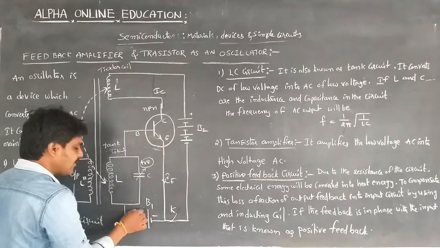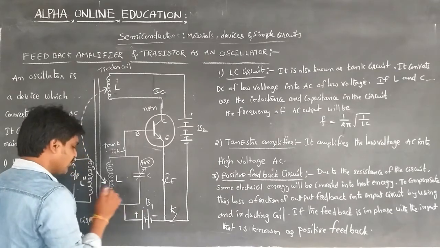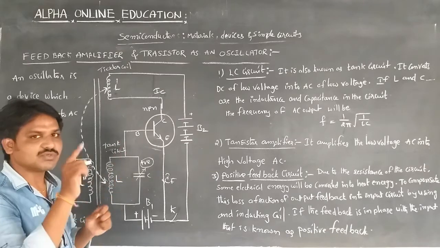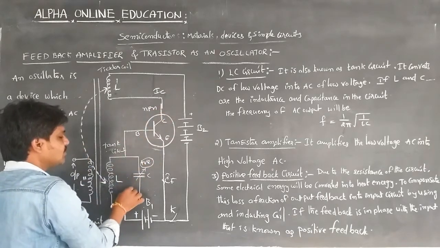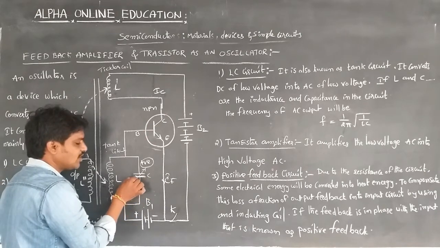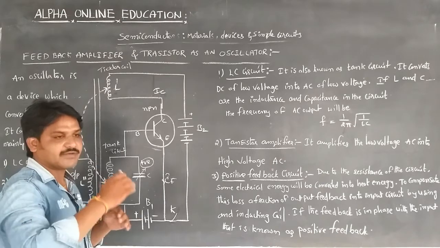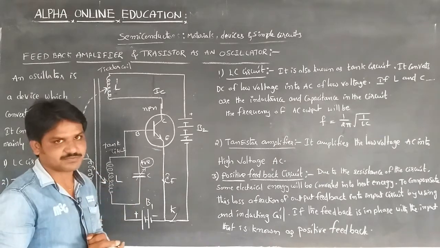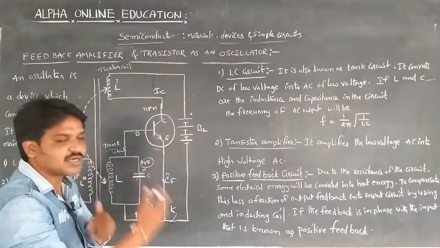If the forward bias is removed, the collector current goes on decreasing and comes to 0, and the lower plate will be positively charged. Whenever the collector current becomes 0, the transistor comes to the cutoff state. Again this process is repeated.